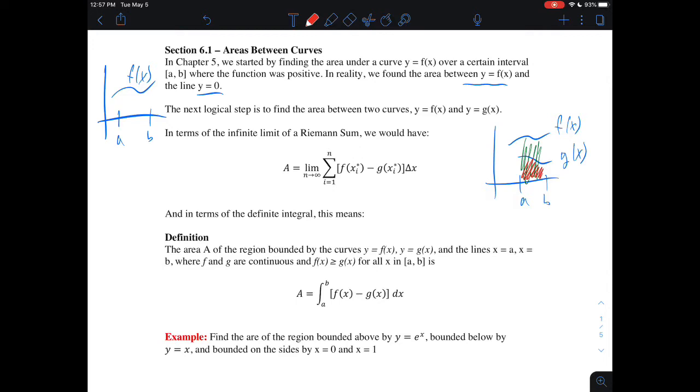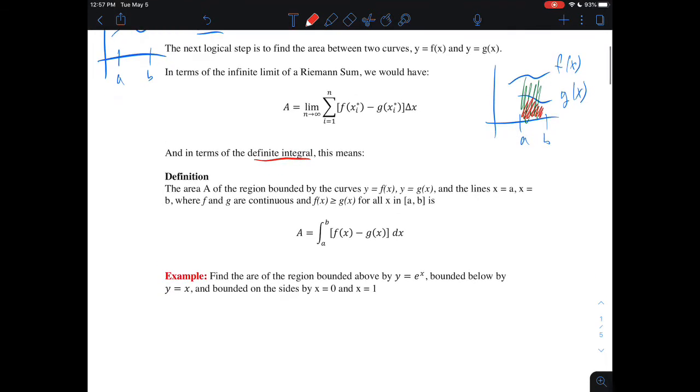We can then define that in terms of the definite integral, and we get this definition. The area, capital A, if we want to call it, of the region bounded by the curves y equal f of x, y equal g of x, and the lines x equal a and x equal b, those are those vertical lines that are implied, where f and g are continuous and f of x is greater than or equal to g of x for all x in the interval ab, is the integral from a to b of the difference f of x minus g of x, that's our integrand, and then dx saying that we are integrating with respect to x. So this is it. This is the only concept for this section.